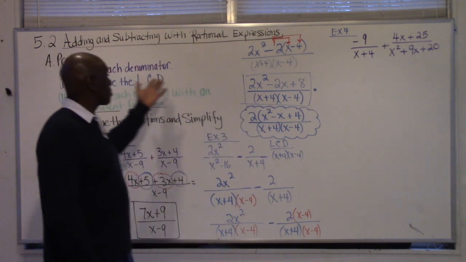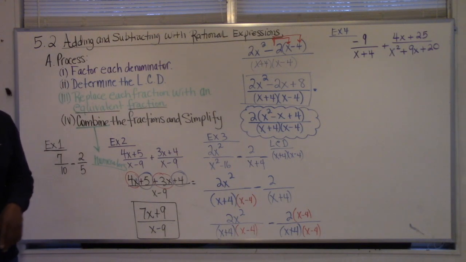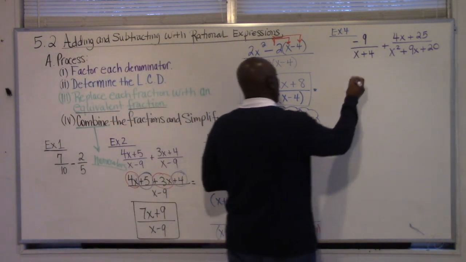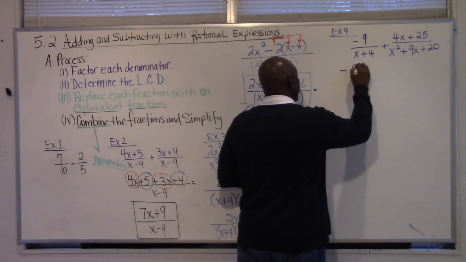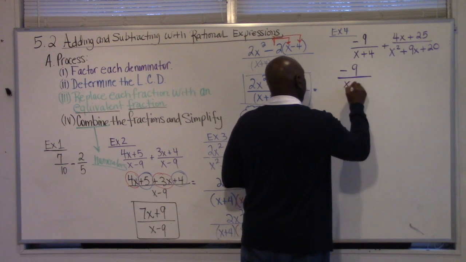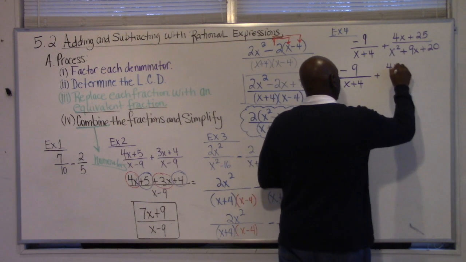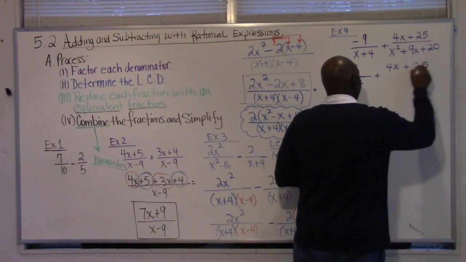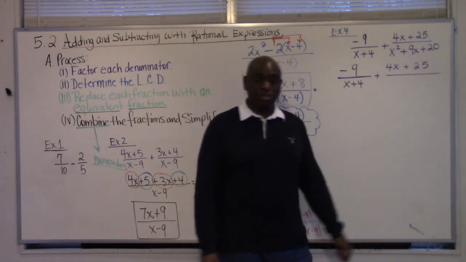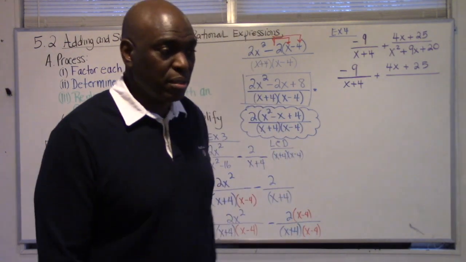Well, let's go back to our steps. Step 1, factor each denominator. That's the first thing we have to do. Let's factor our denominators. Negative 9 over x plus 4 plus 4x plus 25 divided by, we have to factor x squared plus 9x plus 20. Two numbers that multiply to 20 and add up to 9. What is it?